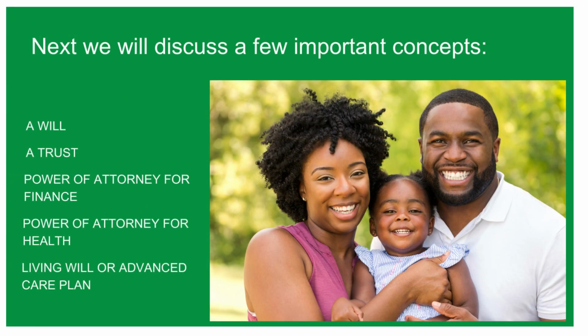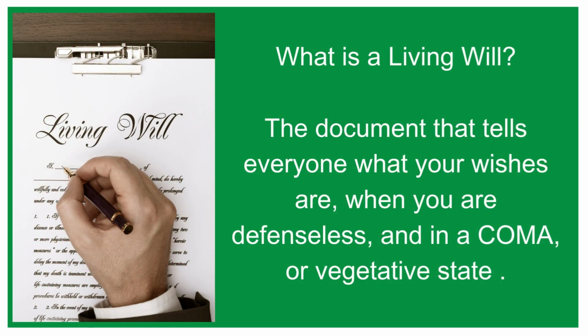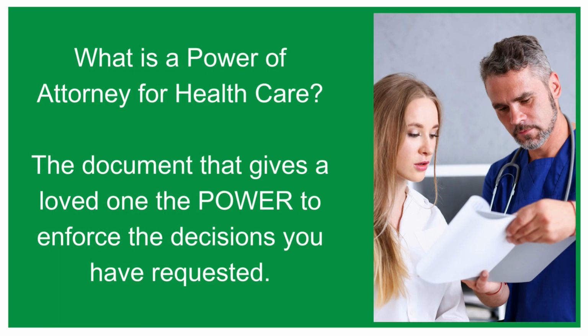Next, we will discuss a few important concepts. We'll talk about a will, a trust, a power of attorney for finance, power of attorney for health care, and a living will or advanced care plan. Let's start with what is a living will. The document that tells everyone what your wishes are, when you're defenseless and in a coma or a vegetative state. What is a power of attorney for health care? The document that gives a loved one the power to enforce the decisions you have requested.